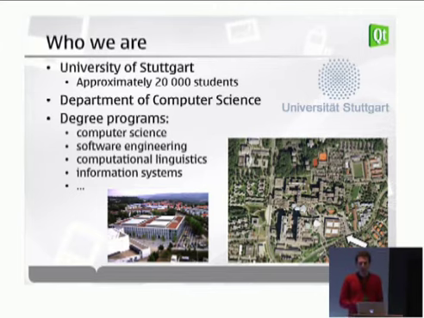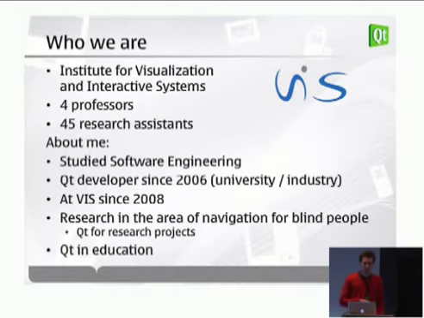We offer several degree programs in computer science, in software engineering, also in computational linguistics, information systems, and some others which are more obscure and also have only few students. In that Department of Computer Science, I am from the Institute for Visualization and Interactive Systems. We have 4 professors. Right now there are only 3, and actually we should be 5, but we were 4 a few months ago, and we will be 4 again in 2 months' time, so I put 4 on there. And we have about 45 research assistants, which makes us one of the largest institutes at the Department of Computer Science at the moment.